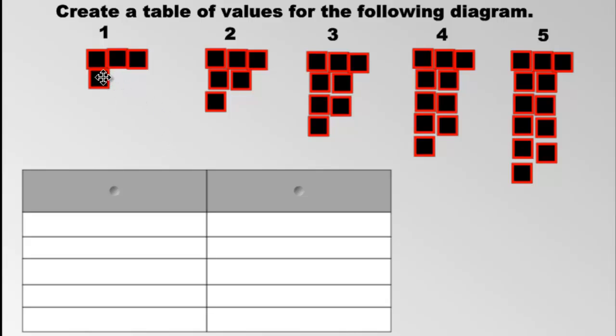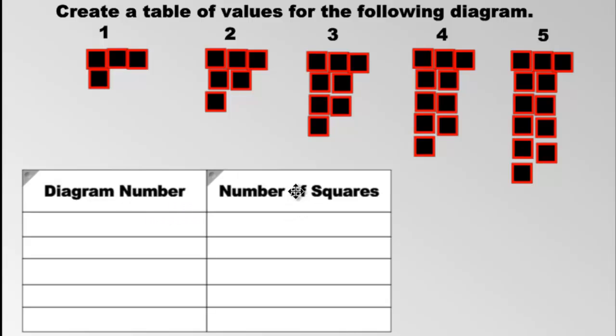What we have here is the number of blocks. And what else? What are we comparing the number of blocks with? We're comparing them with the diagram number. Diagram 1 has 4 blocks. Diagram 2 has this many blocks. So in our table, we will write diagram number versus number of squares.